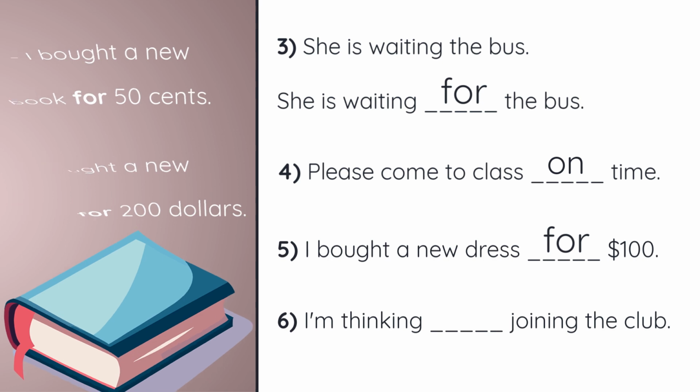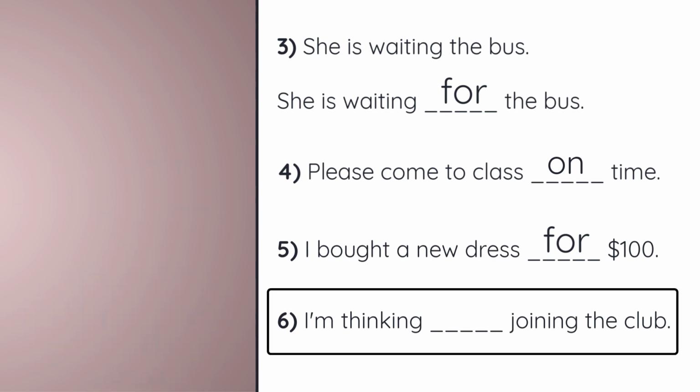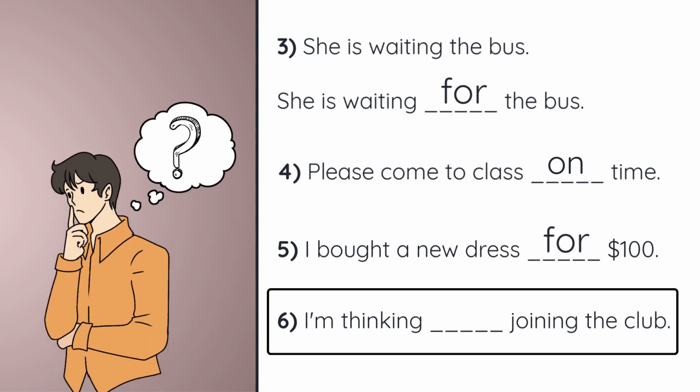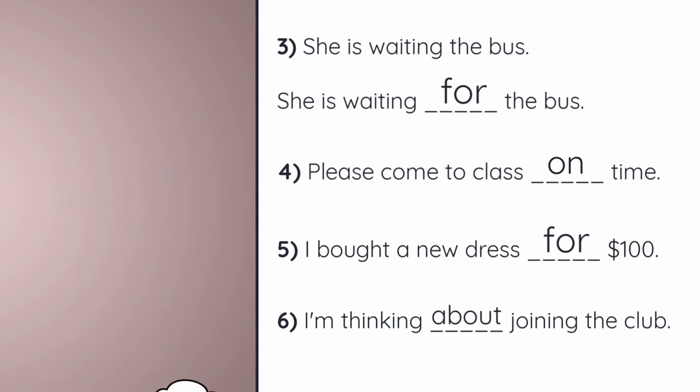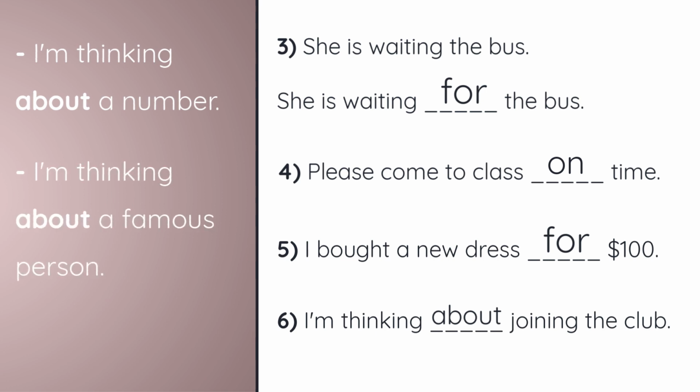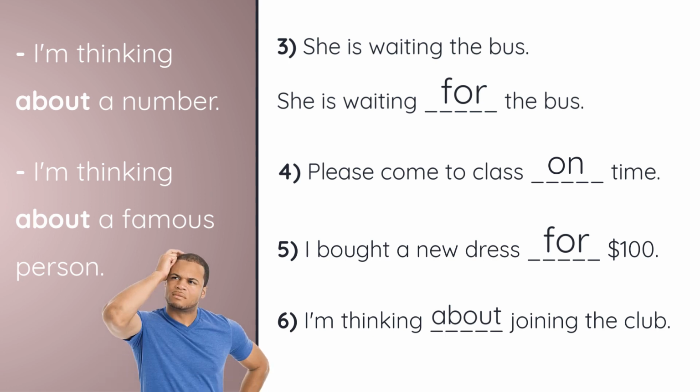Another common mistake I see is with the word thinking or think. Think often has a preposition after it. Can you think which one I'm thinking of? In this case, I'm thinking about joining a club. I'm thinking about a number. I'm thinking about a famous person. Okay, so what are you thinking about? I'm thinking about, and then there's usually a topic. Okay, so thinking about something.